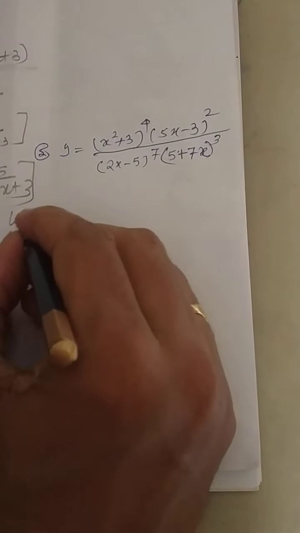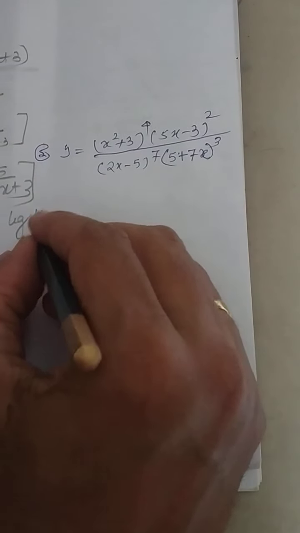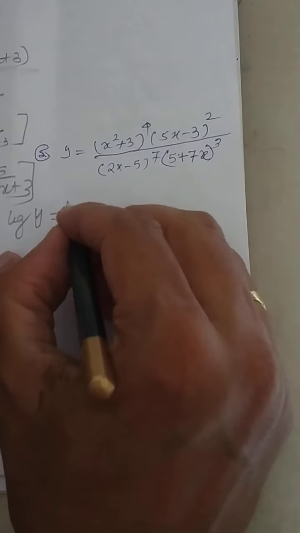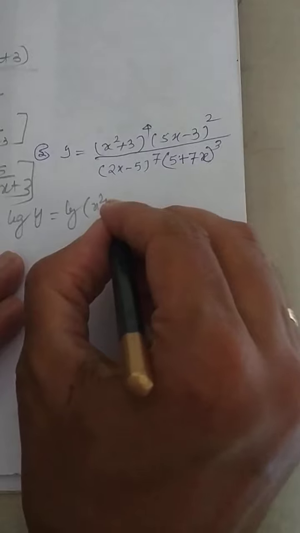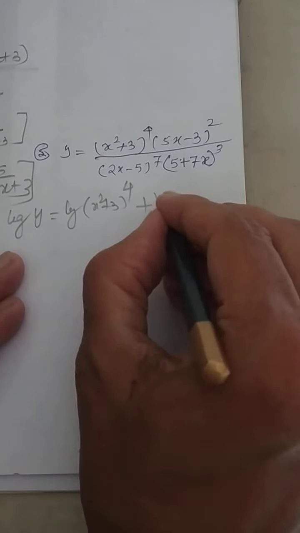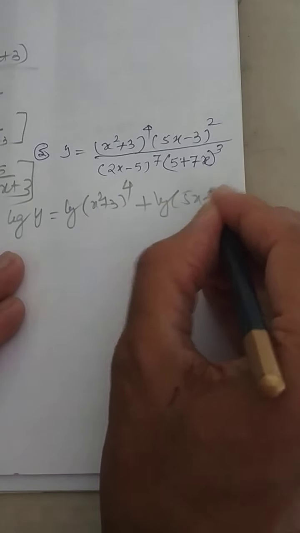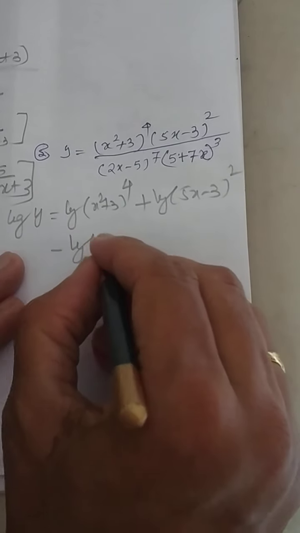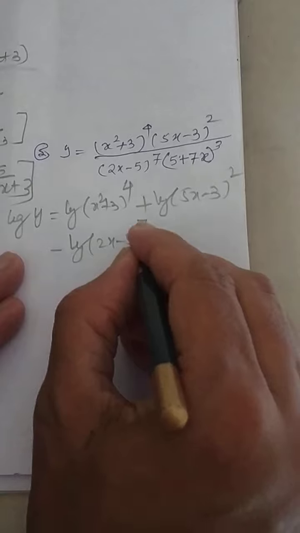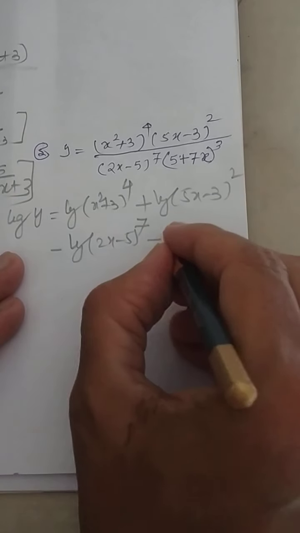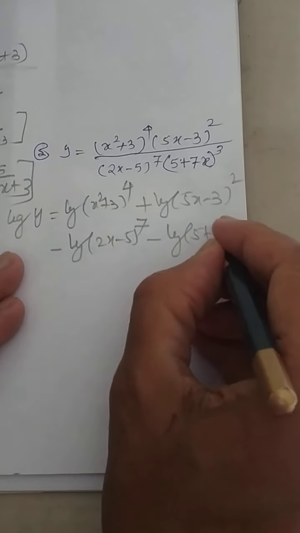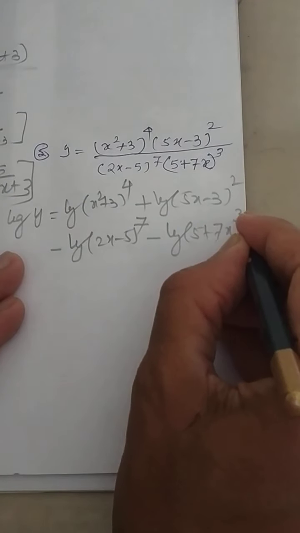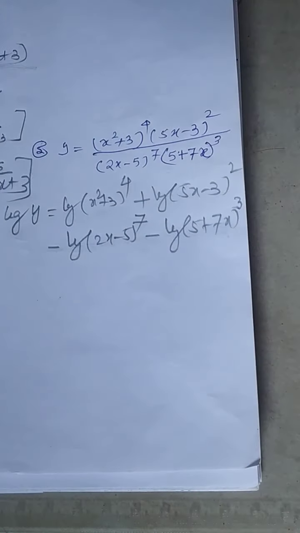So what will happen here, it is log of y will be nothing but log of x square plus 3 raised to power 4 plus log of 5x minus 3 raised to power 2 minus log of 2x minus 5 raised to power 7 again minus log of 5 plus 7x raised to power 3. Now do not start applying the differentiation concept.